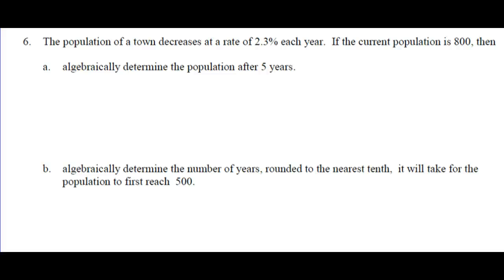The population of a town decreases at a rate of 2.3% each year. If the current population is 800, then algebraically determine the population after 5 years. Okay, so we need a regression equation, right? We need a decay equation for population. So P of T, what's our initial population? 800, right? So A is the initial population. What's our rate of decay? What's our B value?